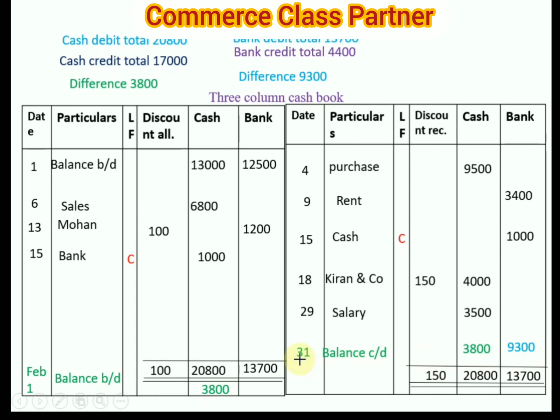We need not repeat the balance C/D and date again. We can write straight on this side. 9,300 can be given here also. We can say that the cash book and bank book have debit balance because the larger side is the debit side. Both the cash and bank columns have debit balance. The same amount should be given as balance B/D also. We need not repeat February 1st and balance B/D. We can just write this 9,300 here also. This is how a three-column cash book is prepared.